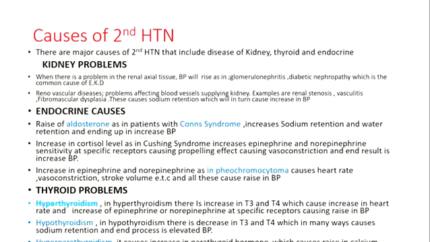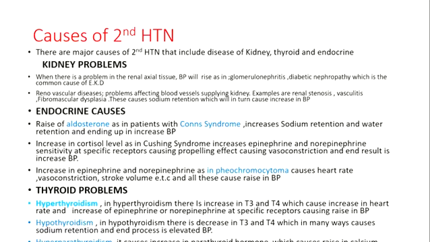So let's proceed. Secondary causes of hypertension. The secondary causes of hypertension means there is an underlying condition that leads to high blood pressure. We ask ourselves, what are these underlying conditions that can lead to hypertension? One is when there is a disease in the kidney, when there is a disease in the thyroid, when there is a disease in the endocrine system. Let's see how these problems affect the kidney.